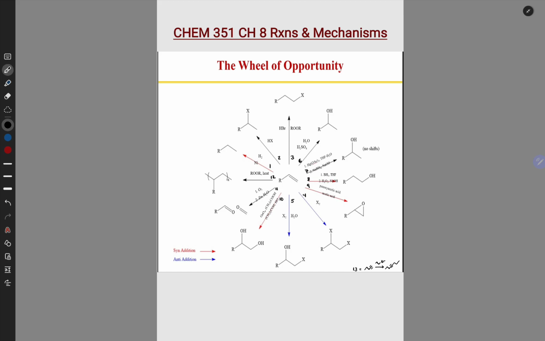So here we have the wheel of opportunity. Other people call it the wheel of doom, and you guys are probably getting a little bit of an understanding of why they call it the wheel of doom. Brother Johnson, being as optimistic as he is, he calls it the wheel of opportunity. I love that. I think it's great.